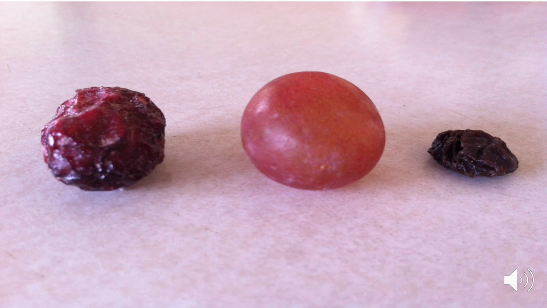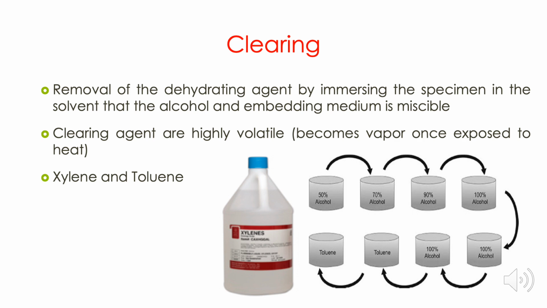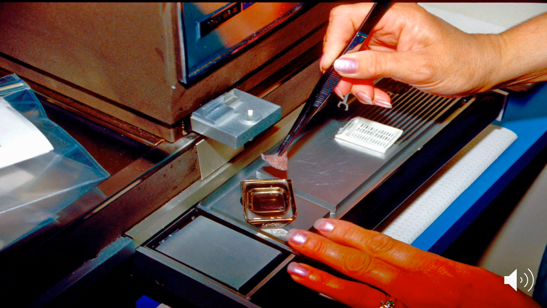The next tissue processing step is clearing. Okay, the next step after clearing is actually embedding. Okay, and embedding makes use of melted paraffin. That's why this procedure is usually done inside an oven, okay, set at 52 to 60 degrees Celsius, because that's the melting point of paraffin.